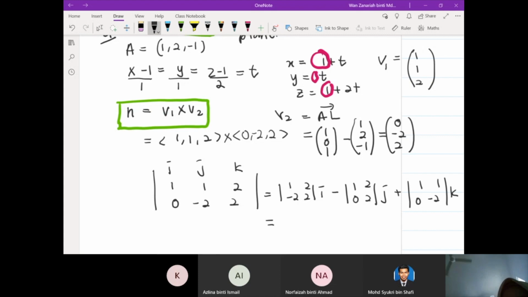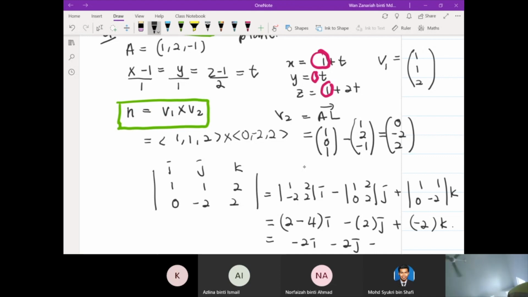Okay, 2 minus 4 I minus 2 J plus negative 2 K. So negative 2 I minus 2 J minus 2 K.